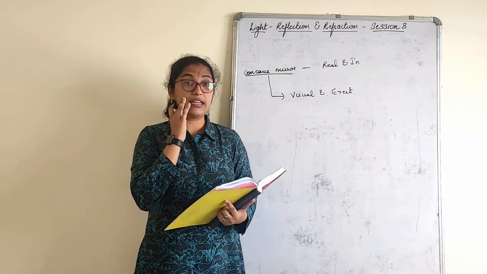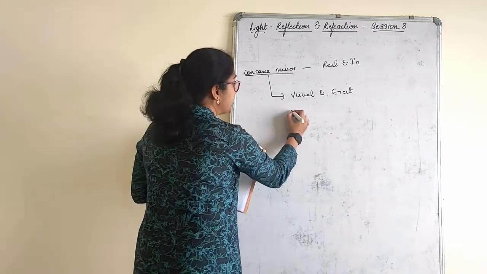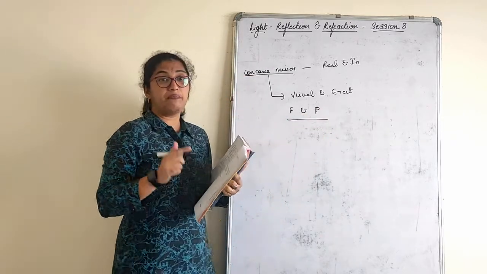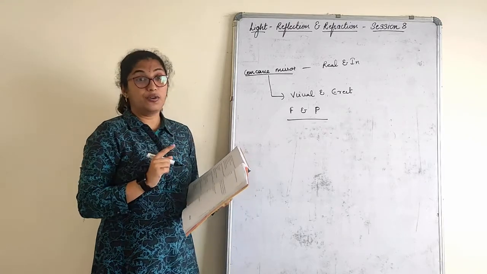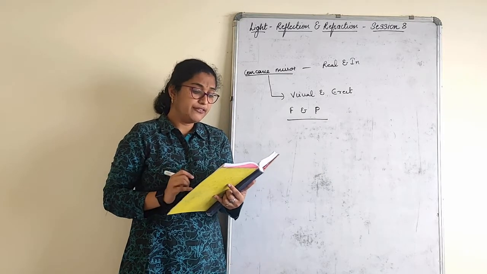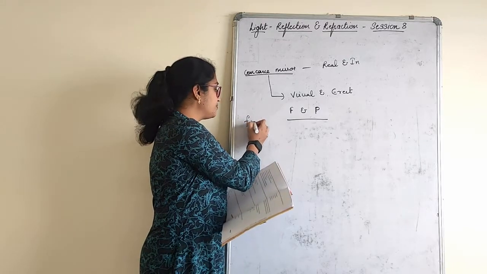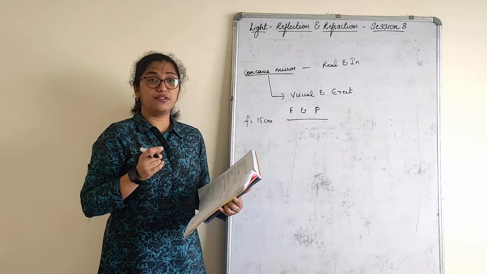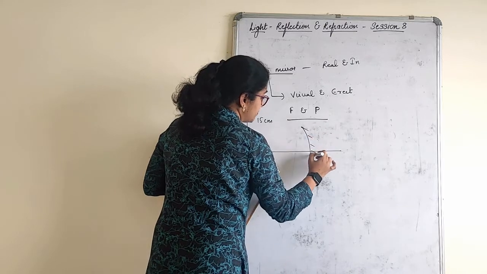Just try to recapitulate and tell me where, if you keep the object, you get that virtual and erect image. Somewhere between F and P. Between the pole and the focus, when you keep it there, you get a virtual and erect image, right? Remember this? Okay. Read the question further. We wish to obtain an erect image of an object using a concave mirror of focal length 15 cm. What should be the range of the distance of the object from the mirror?